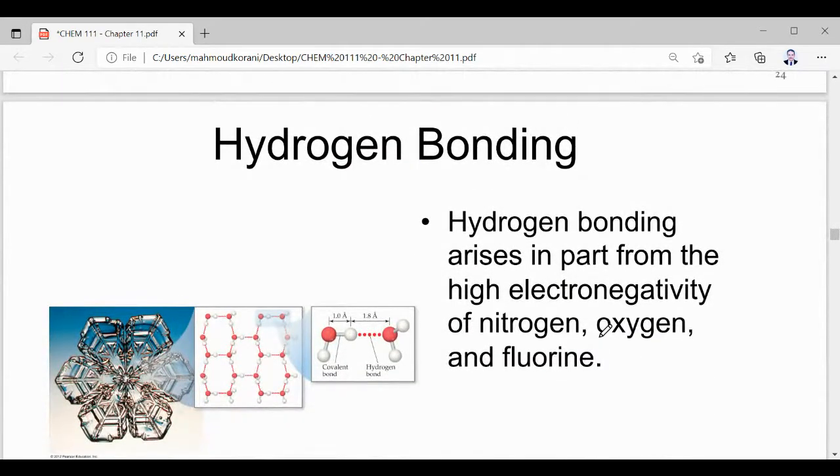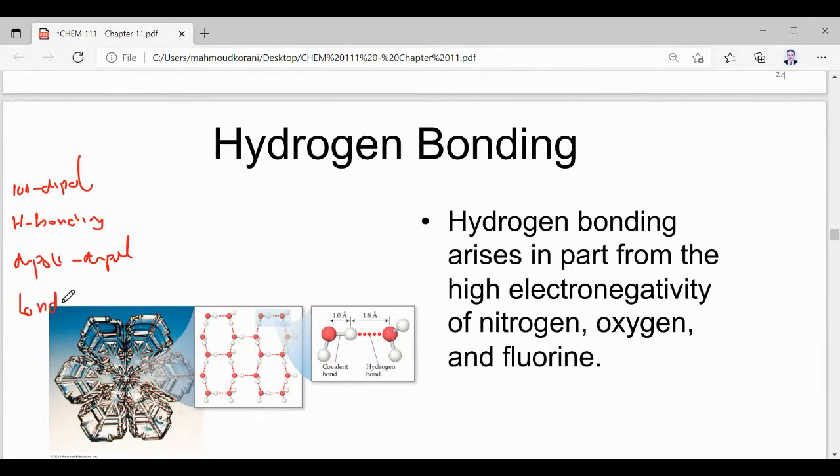Actually, it's not the strongest of the intermolecular forces. We have four intermolecular forces. The strongest one is ion-dipole, and after ion-dipole comes hydrogen bonding, then dipole-dipole, and at the end comes the London force. Actually, hydrogen bonding is the main reason for the behavior of some compounds, like water.